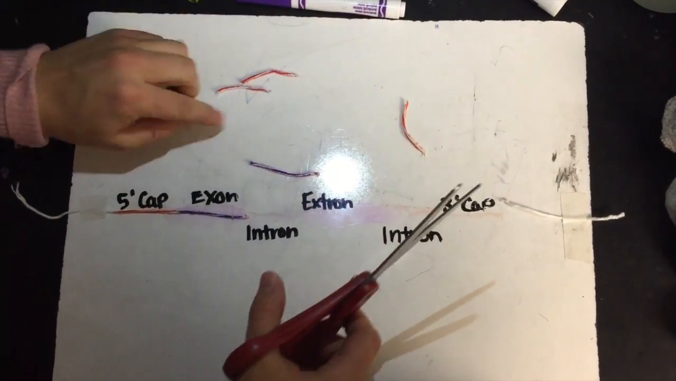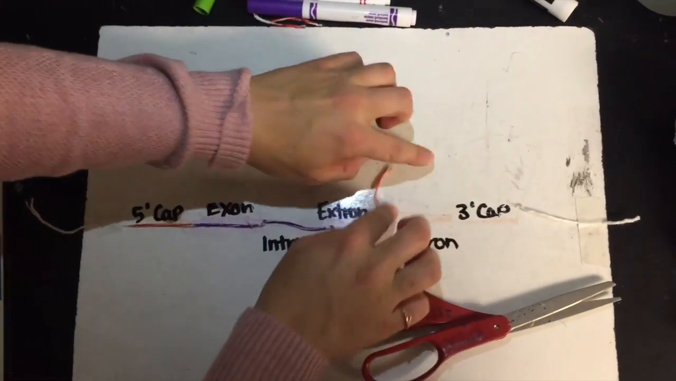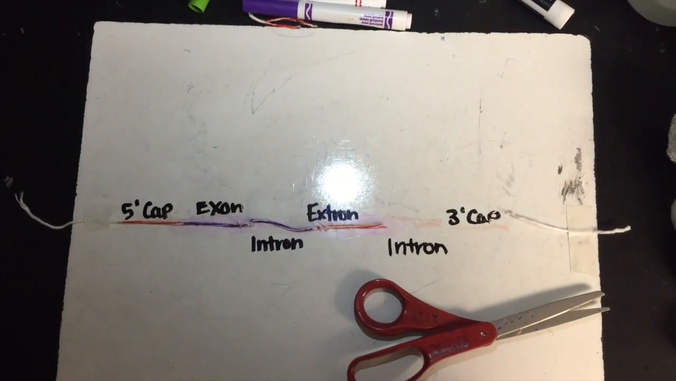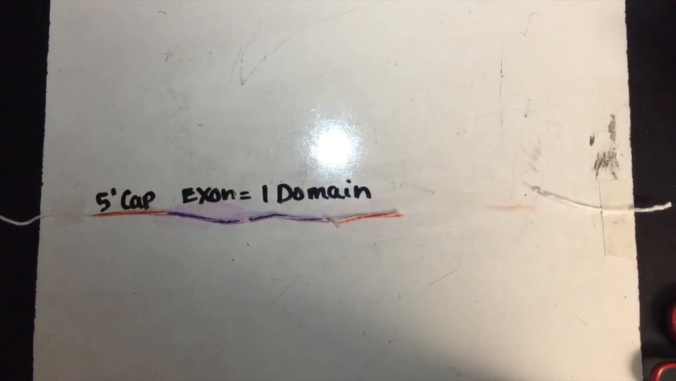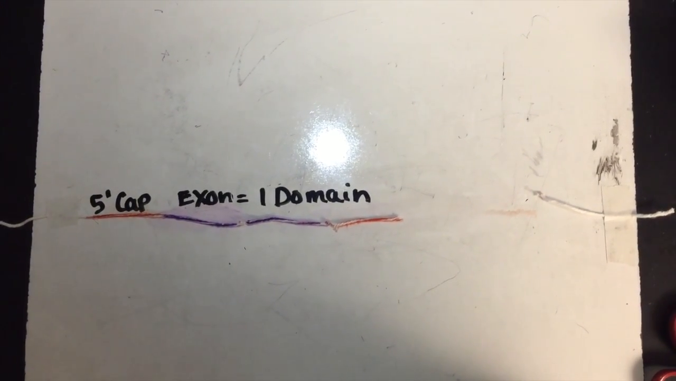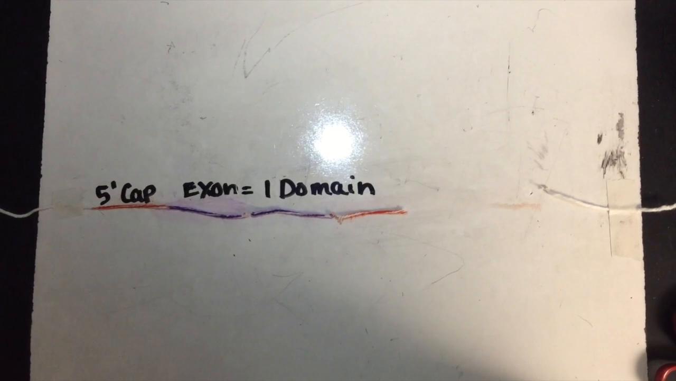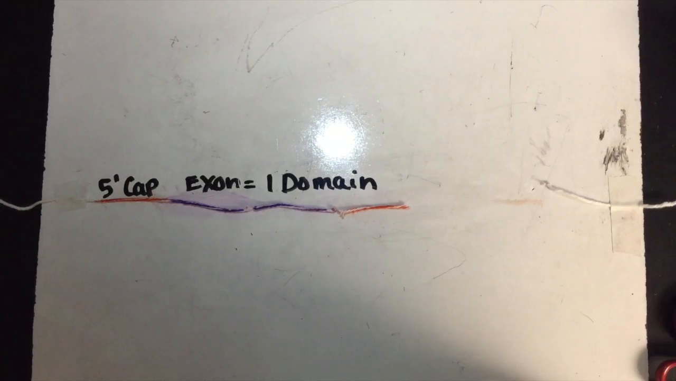So the intron pieces are no longer needed, and the exons and the 5' and 3' caps come together to form a finalized mRNA. Through translation, each exon comes to represent one part of a domain or one part of a polypeptide that ends up making a whole protein.